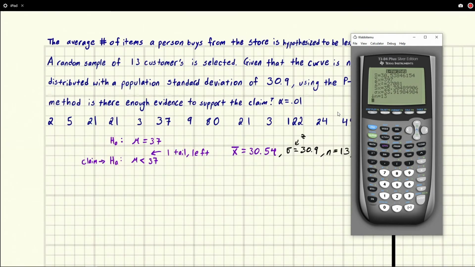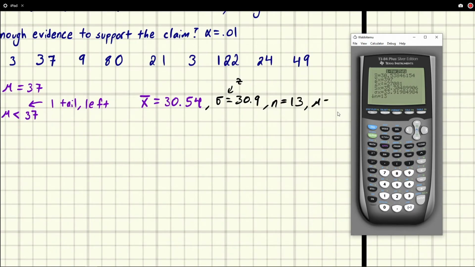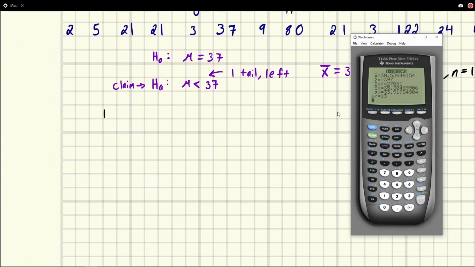Is there anything else that we are going to need? We're given alpha right here. Alpha is 0.01. I think that's all we're going to need for right now. Oh, we also need the population mean, which will be 37. Okay, we're going to need to get our test stat to find the p-value. So that's going to be z.